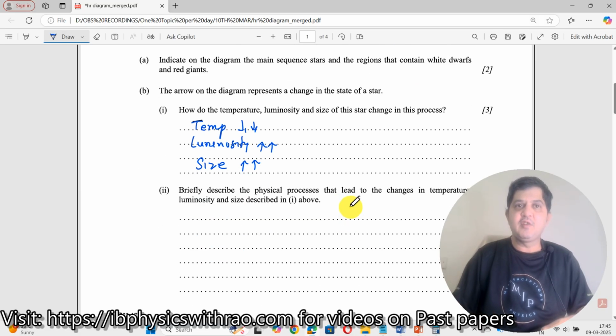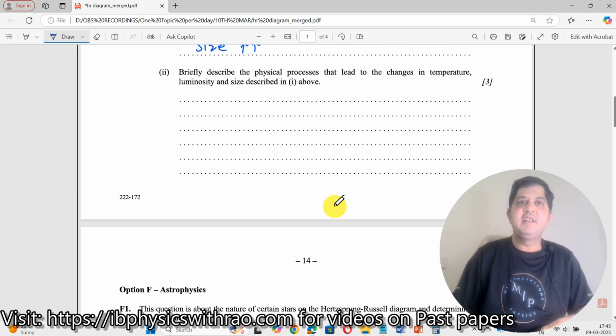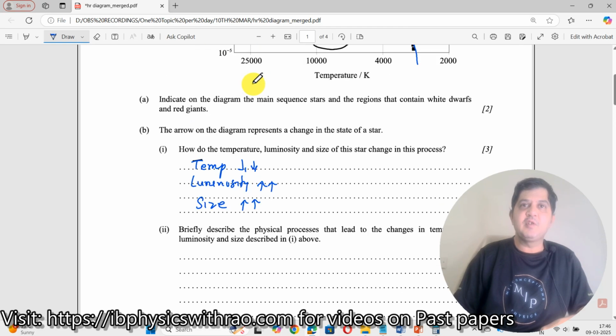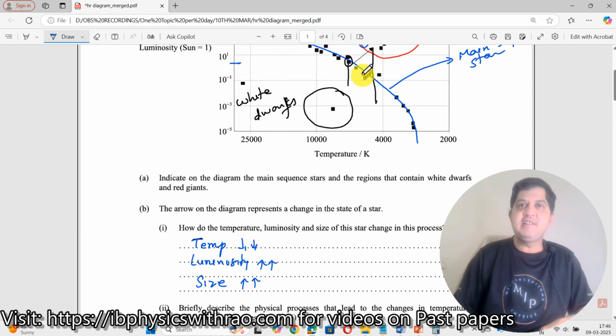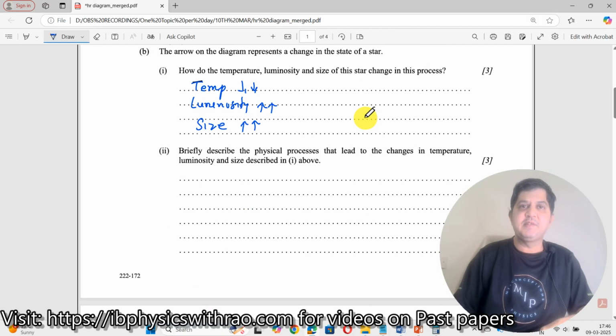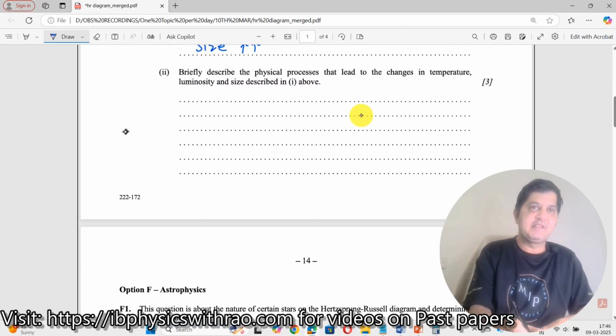giants. Okay. Then next is: describe briefly the physical process that leads to changes in temperature, luminosity, and size. That means he is asking you why these three things change. Now, first thing is that when it is a main sequence star, what happens in a main sequence star? A main sequence star is a stable star, which means what?